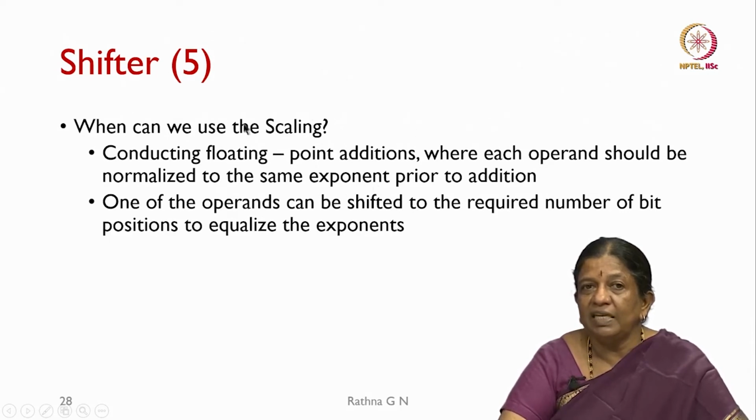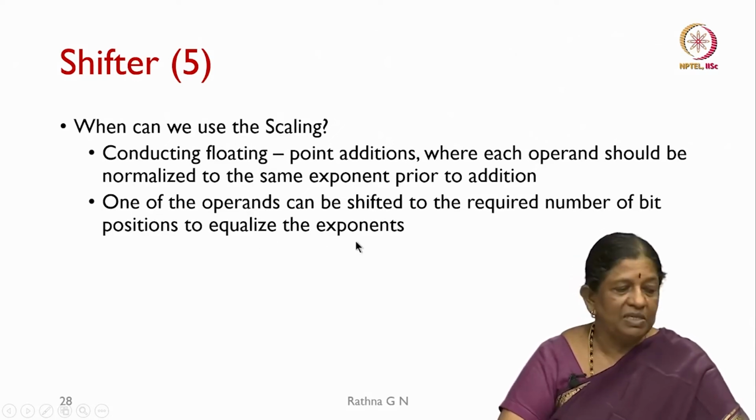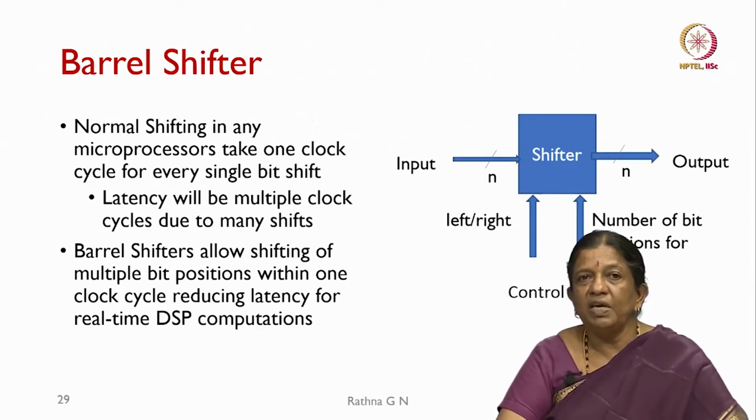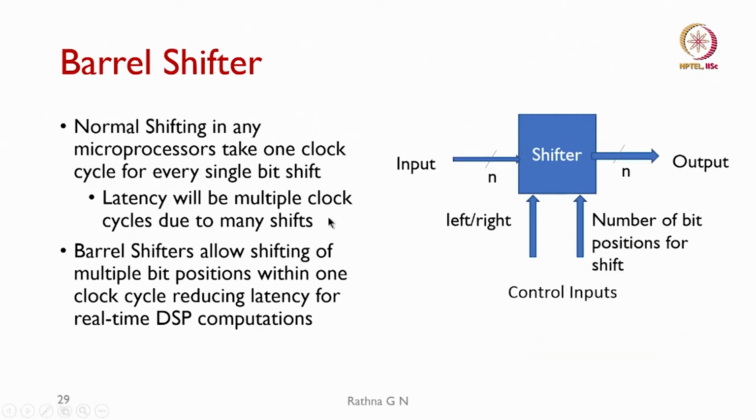Prior to addition, I need the scaling, and one of the operands can be shifted to the required number of bit positions to equalize the exponents. That is what we did in our example. So, how can we accommodate this shifting?